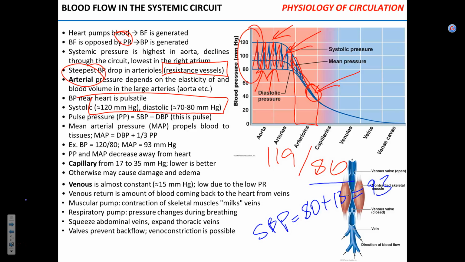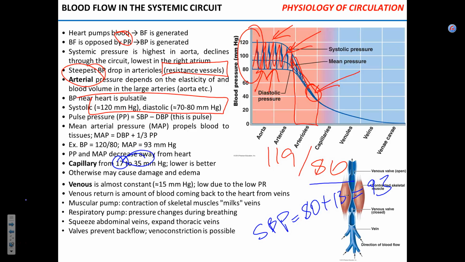So at the moment the blood goes to the capillaries, when it leaves arterioles and goes into the capillaries, pressure is 35. When blood leaves capillaries, it's about 17. Okay? So it drops. Lower pressure is always better. Some capillaries have higher pressure, like capillaries in glomerulus, in kidneys. Glomerular capillaries have high pressure.